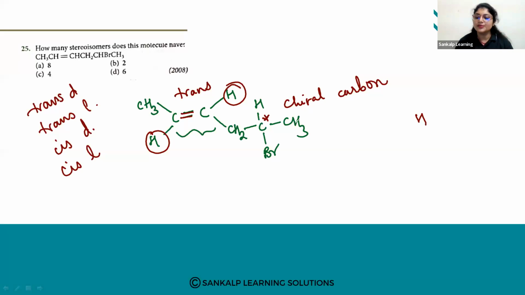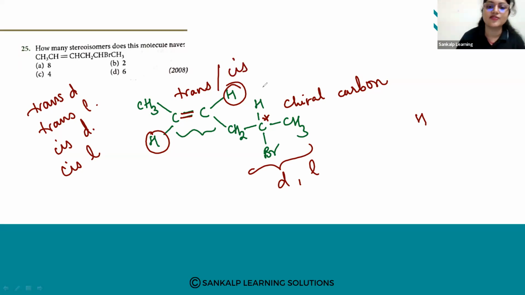So this chiral carbon forms D and L forms, and the geometric center forms cis and trans. So how many stereoisomers can be formed? There are four: trans D, trans L, cis D, and cis L. Because the chiral carbon will show D and L forms, and this will show trans and cis forms. So it will show four stereoisomers. I hope this is clear.